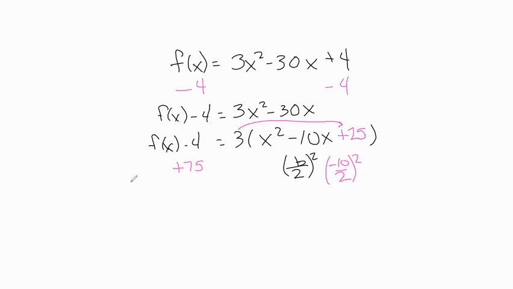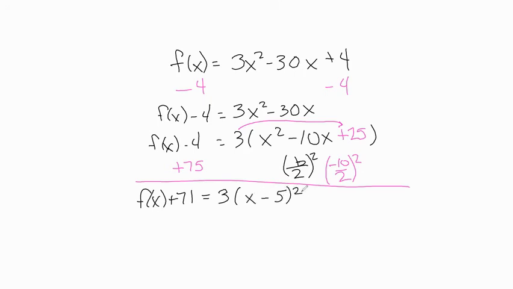So what we have at this point, I'm going to write down on each side of the equal sign. So this is going to be plus 71 is equal to 3 times, and when I factor this, the x squared minus 10x plus 25 is an x minus 5 quantity squared. And the only thing I have left to do is this 71. I don't really want it on this side of the equal sign, so I'm going to move it back over. In order to move it back over, I'm going to subtract it from both sides.